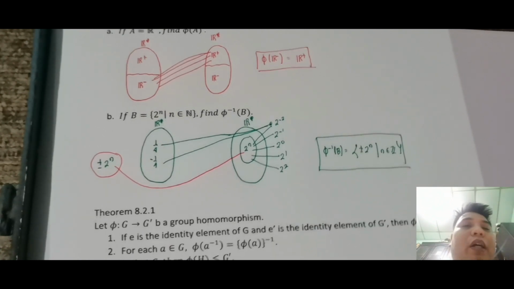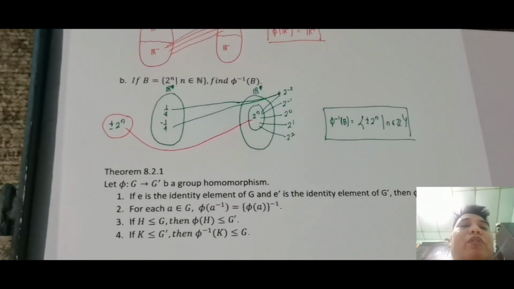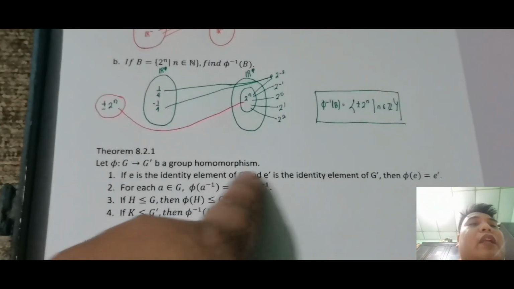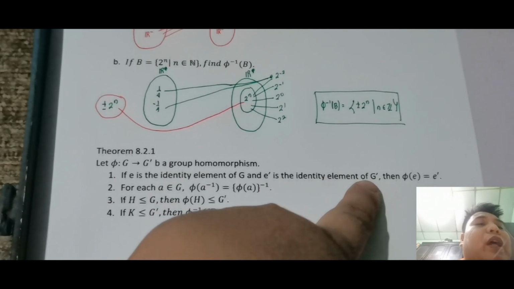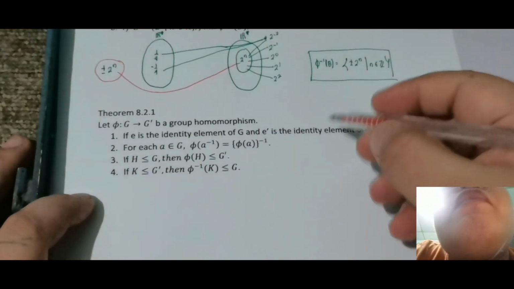So, lastly, let's have theorem 8.2.1, no? So, let P be a function mapping from G going to G prime be a group homomorphism. So, again, define ulit yung ating homomorphism definition. So, if E is the identity element of G and E prime is the identity element of G prime, then P of E is just equal to E prime. So, yun yung una, no? So, sabi lang niya, if E is the identity element of G and E prime is the identity element of G prime, then P of E is just E prime. So, tama naman yun. So, bakit?